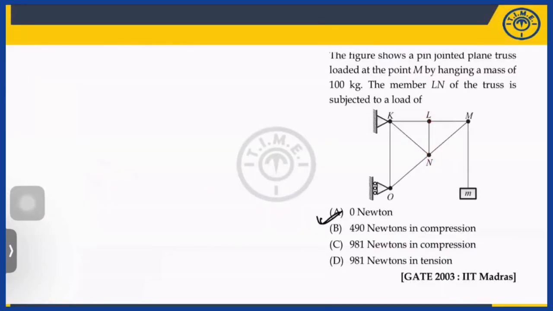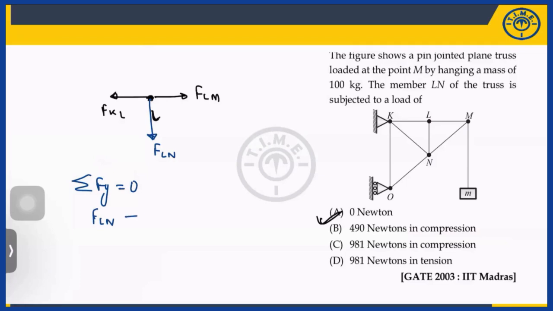Or you can also understand by considering the joint L. Let us suppose this is the force Lm, this is the force Kl, and one more member is there. Let us suppose this force is acting as F of Ln. If you take the summation of force in y direction, what are the forces acting in y direction? Only Fln, which is equal to zero, because there is no force. If there is a force, then there will be a value. So you can easily identify. That's why I told you, please remember those special conditions. Is it clear?